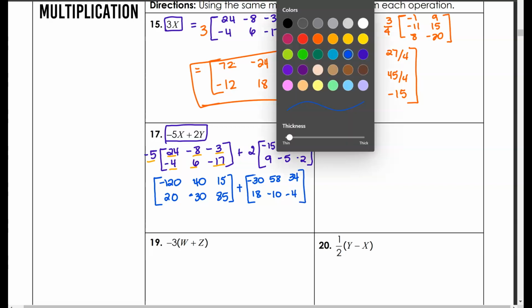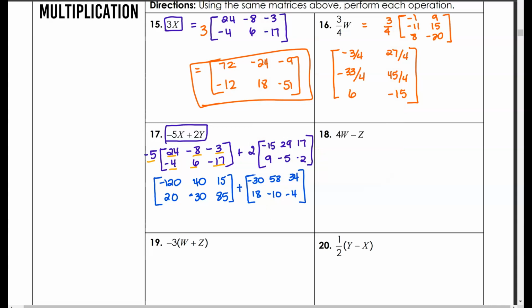So now we want to combine those two terms together by adding. Remember, we're going to go point by point. So negative 120 plus negative 30 gives us negative 150. And then we had 20 plus 18, that's going to give us a positive 38. So we end up with a 98 and then a negative 40 and then 49 and 81.